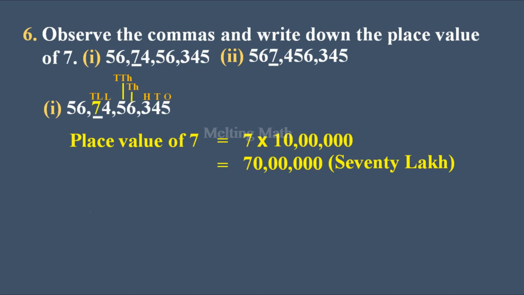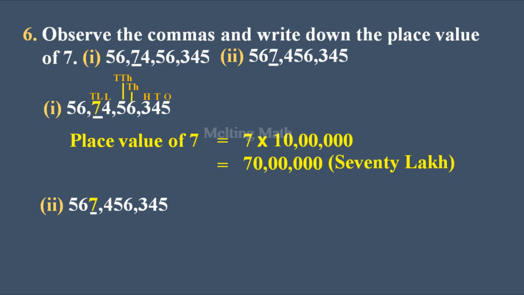Okay, next see the second question. So just observe the commas. If the comma is placed after every 3 digits, that comes under the international system. Okay, so the second one comes under the international system. So just write the places of each digit according to the international system. Okay, before that we have to find where 7 is.